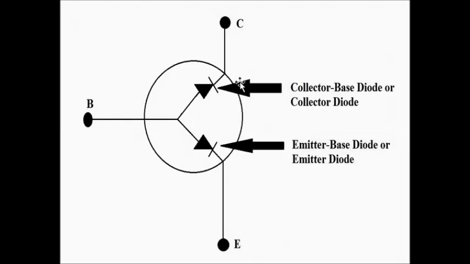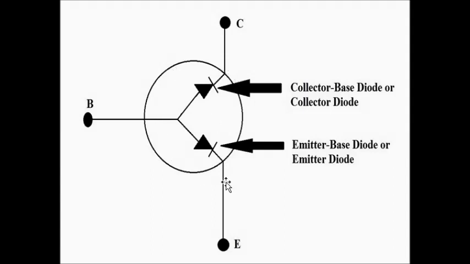So you can represent the internal structure of a BJT in this way. This is the base terminal, this is the collector terminal, this is the emitter terminal. Now this PN junction diode is the collector base PN junction diode, which involves the collector block and the base block, the p-type base block and the n-type collector block. Similarly, this PN junction diode involves the base terminal and the emitter terminal, the p-type base terminal and the n-type emitter terminal.